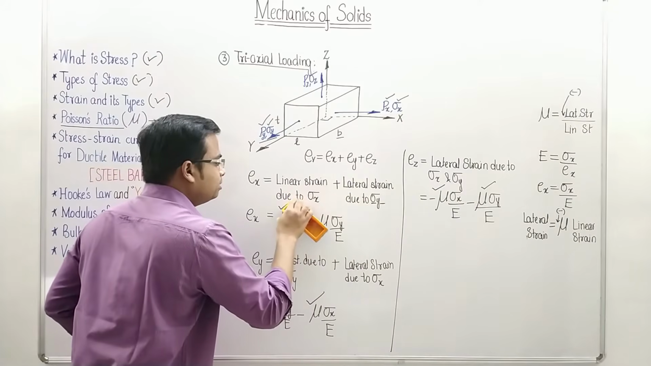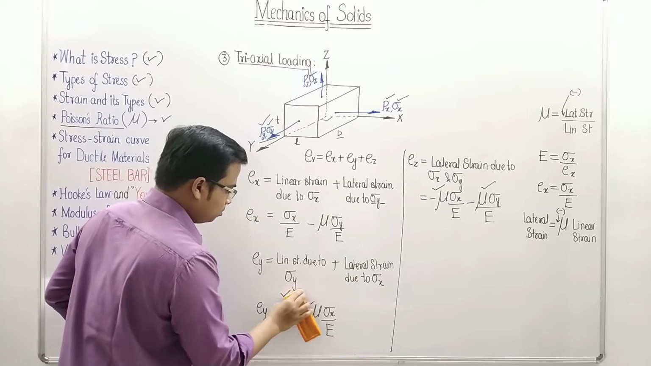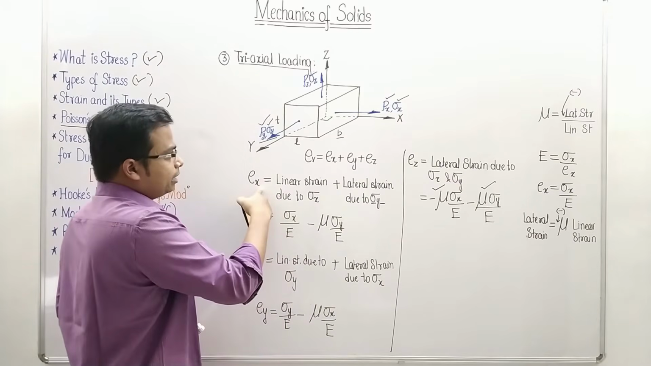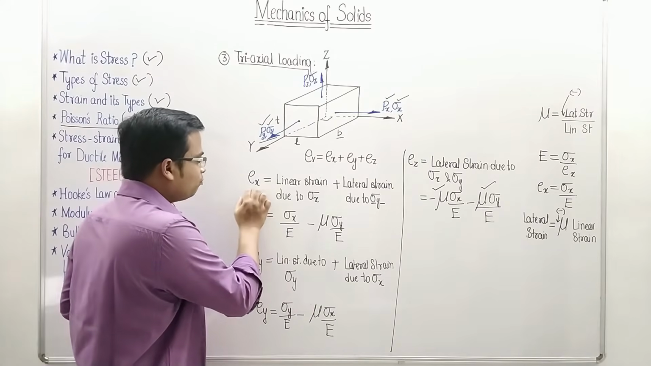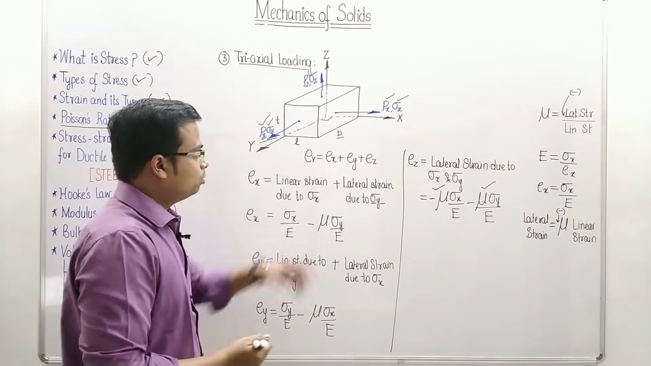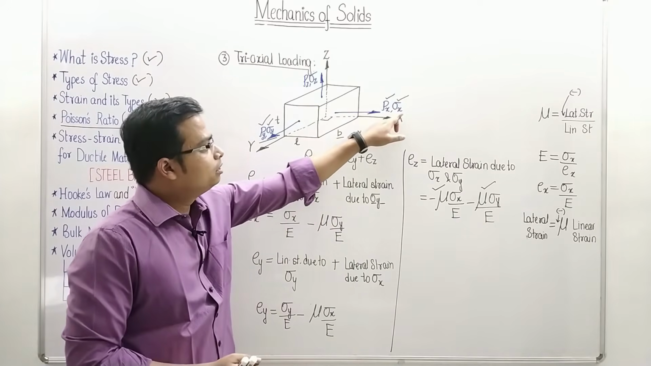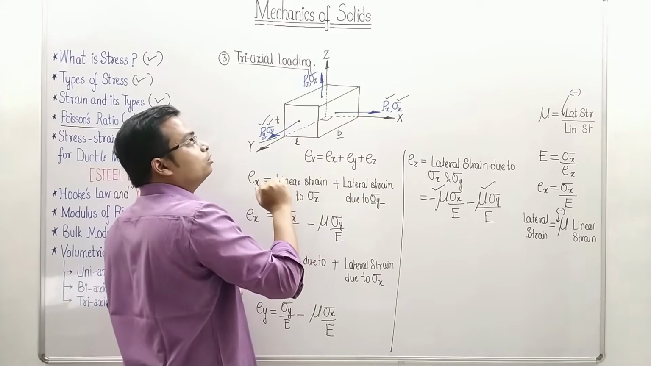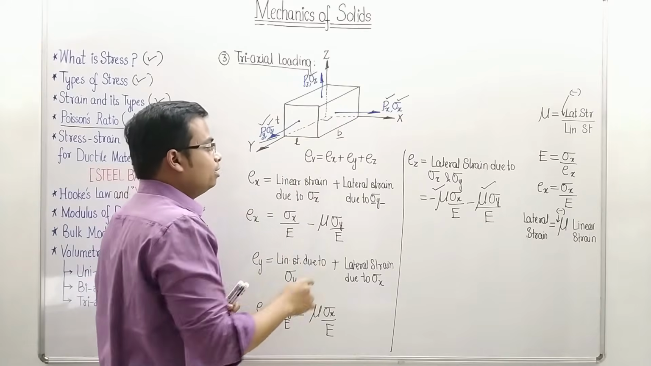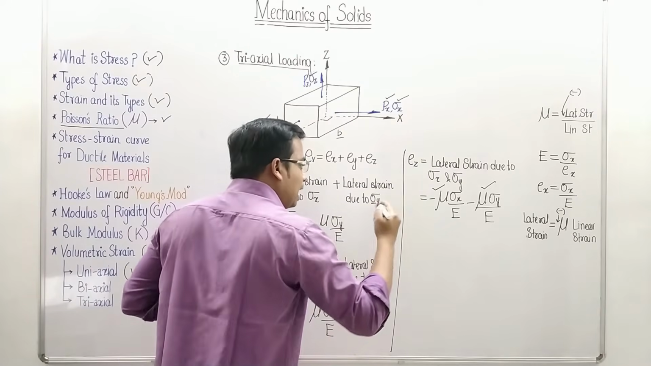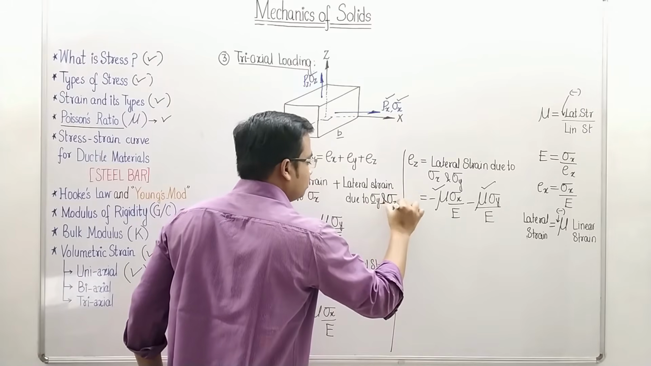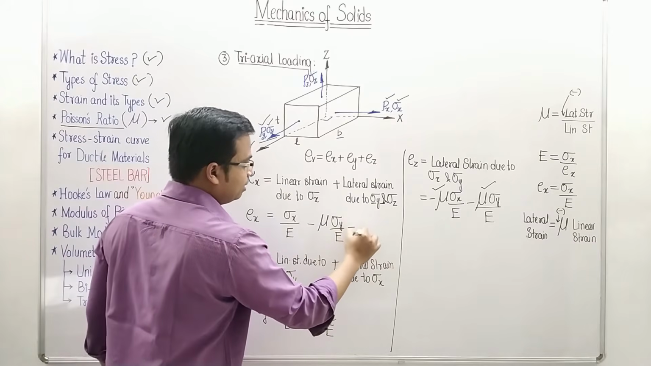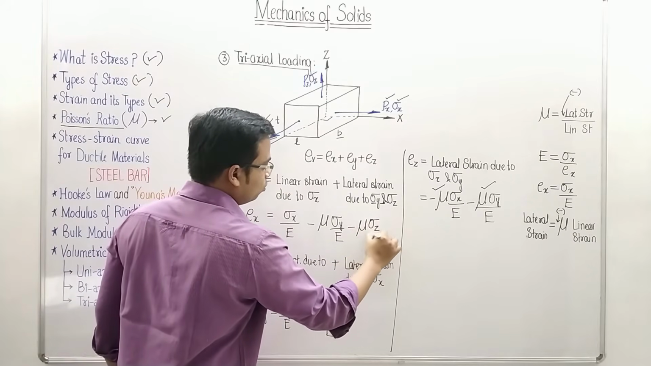Let me just erase these tick marks. Now let's try to analyze this. Ex, we are trying to find out the total strain along X direction. So there is linear strain along X direction due to this sigma x upon E. But along X direction there is going to be some lateral strain also due to sigma Z and due to sigma Y. So plus lateral strain due to sigma Y, and this is going to be sigma Z. So in that case this is going to be sigma x over E minus mu times sigma Y over E minus again mu times sigma Z over E.